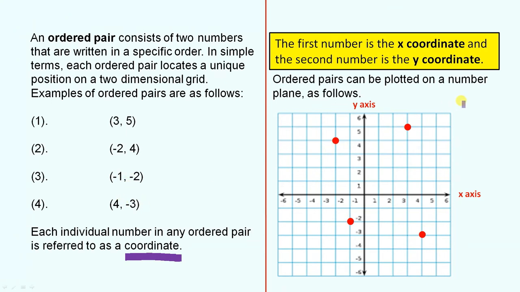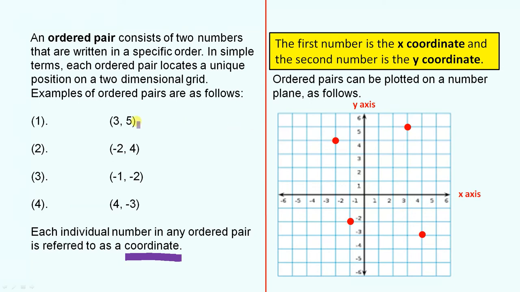Ordered pairs can be plotted on a number plane as follows. Now we've seen the idea of a number plane in previous years. All it is, is like a grid, and we have these two axes here at 90 degrees. They're at right angles to each other, and we have a positive and a negative on the x-axis. That's called the x-axis, and we also have positives and negatives on the y-axis. We've seen this before, it's not new to us.